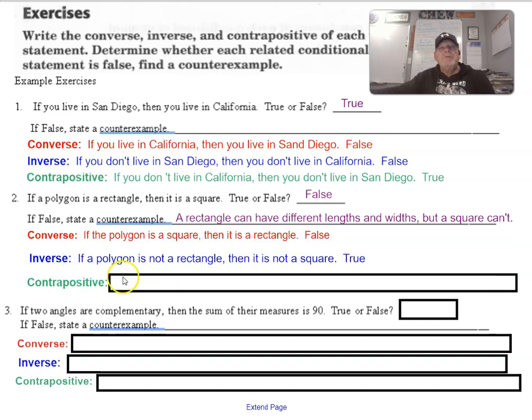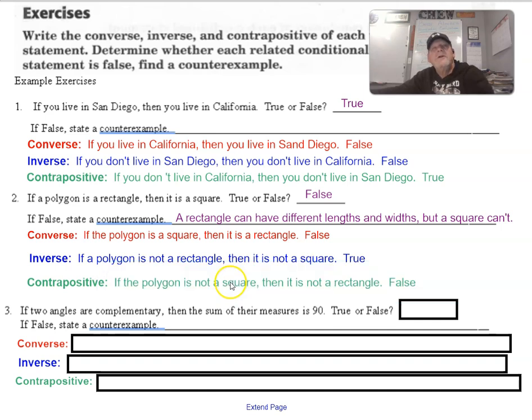On the inverse, remember, we're saying not to our original. If a polygon is not a rectangle, then it is not a square. That is true. And the contrapositive is when you take that converse and negate that. If the polygon is not a square, then it's not a rectangle. That is also false. All right, you can list counterexamples of each of those.